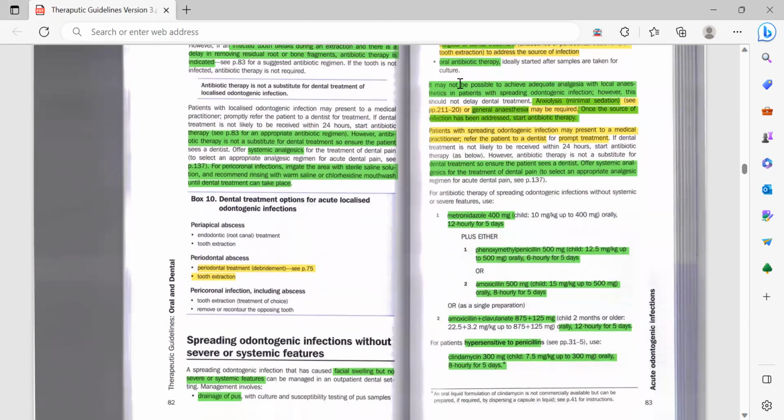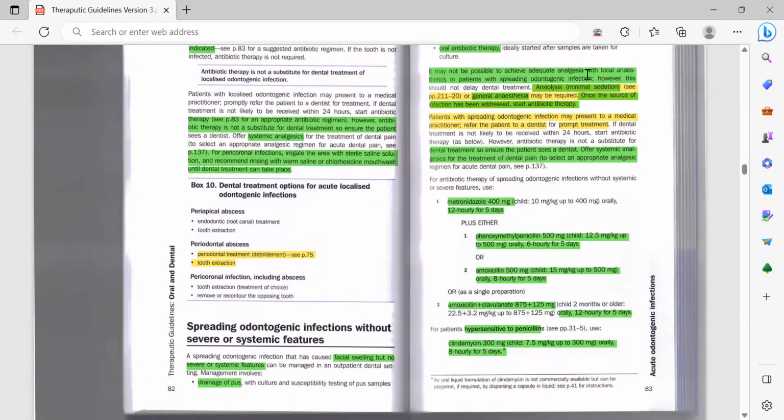It may not be possible to achieve adequate analgesia with local anesthetics in patients with spreading odontogenic infection, because if there is an infection in that area, the local anesthesia does not really work well due to the acidity of the infection. However, this should not delay the dental treatment.